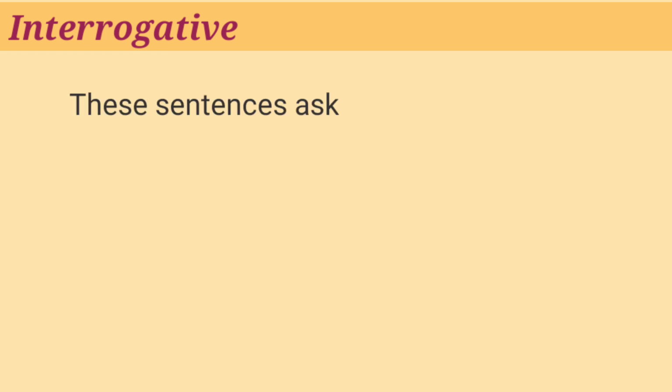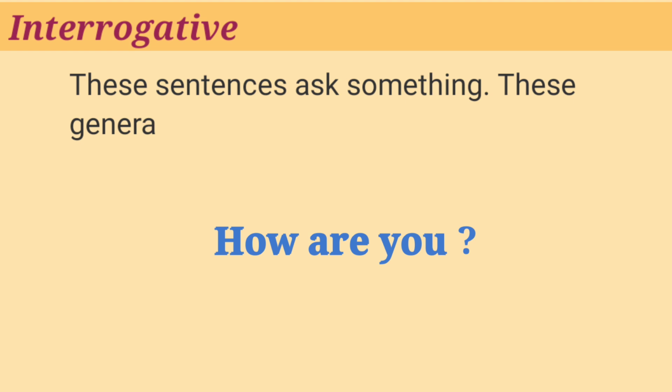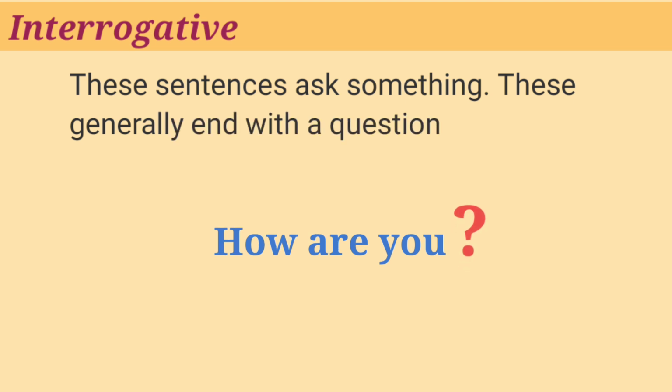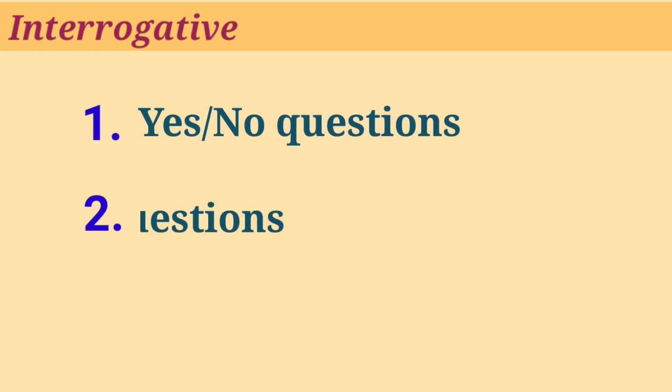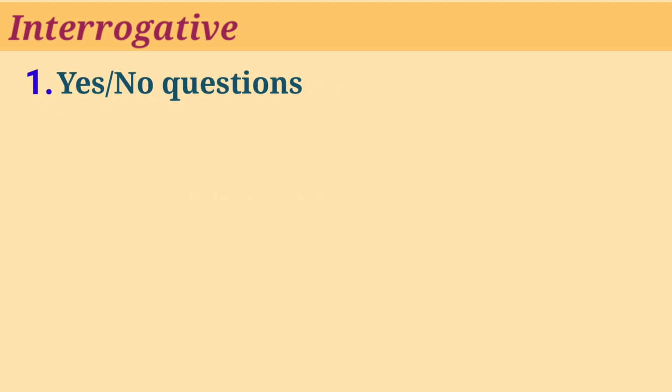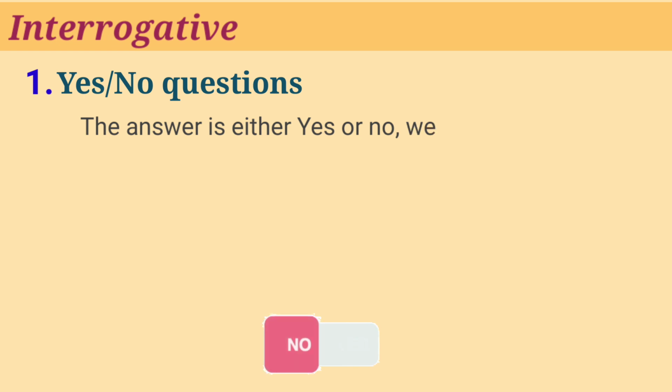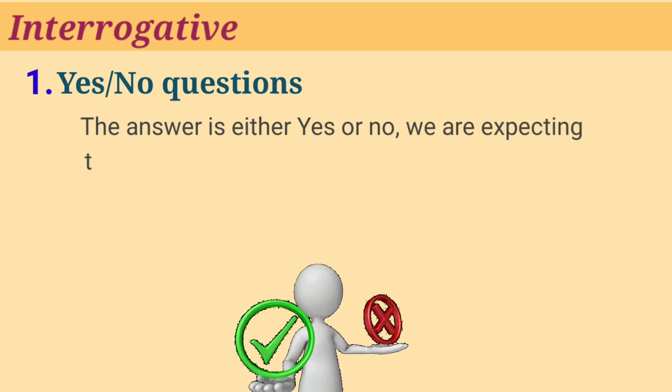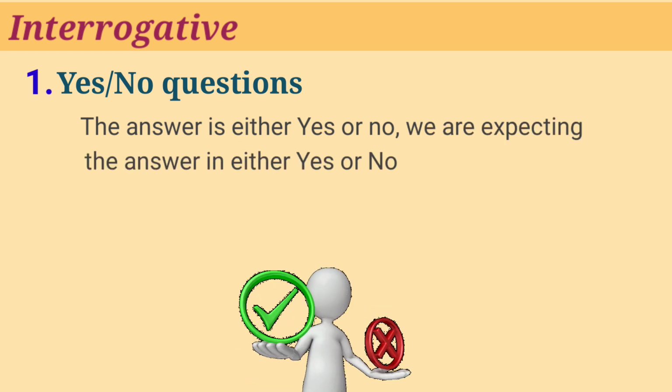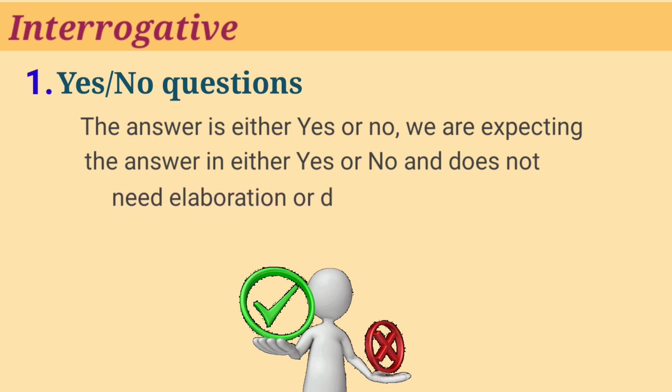Interrogative sentences. These sentences ask something. These generally end with a question mark. There are 2 types in interrogative sentences. They are yes or no questions, WH questions. Yes or no question. The answer is either yes or no. That means we are expecting the answer in either yes or no and does not need any elaboration or details.